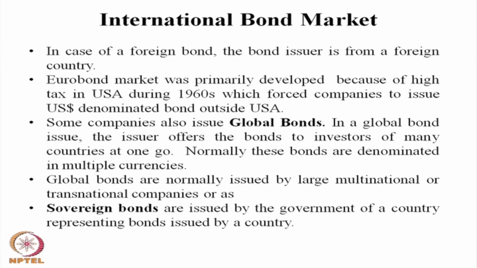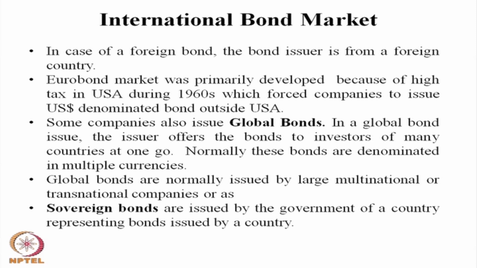So, in the 1960s and early 70s, the eurobond market developed, primarily because there was heavy taxation in the US, and companies in the US market, with US dollar denominated currency, were raising bonds from foreign countries. Some companies also issued what is called a global bond.